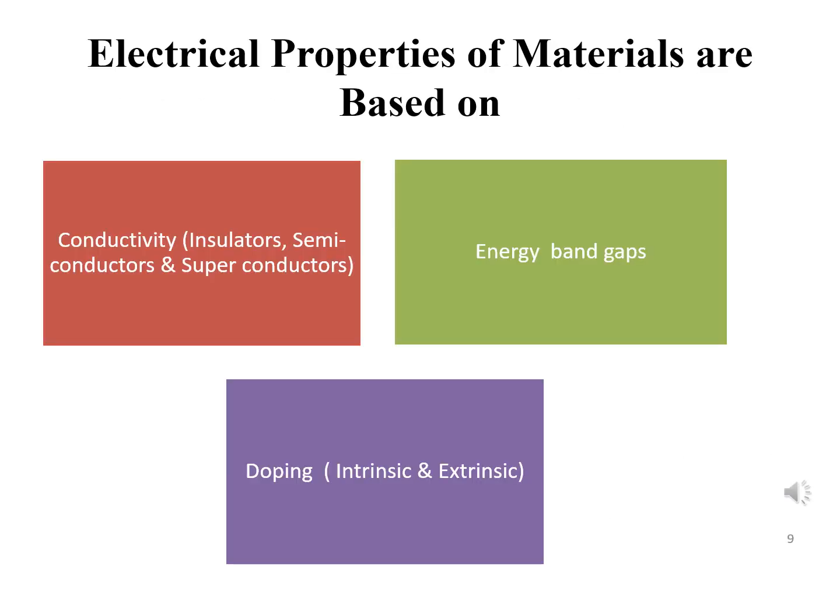When we are going to discuss electrical properties of materials, I have told you that there are three types on the basis of conductivity, that are insulators, conductors, and semiconductors, and another type that we will further discuss is the superconductors. And another important thing that we will discuss is energy band gaps. And a further thing that we will discuss in semiconductors is doping, and that could be intrinsic and extrinsic doping.